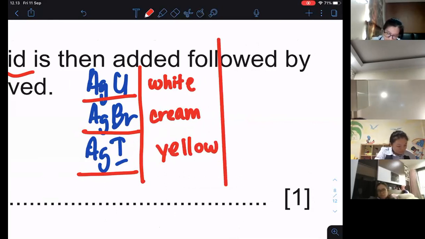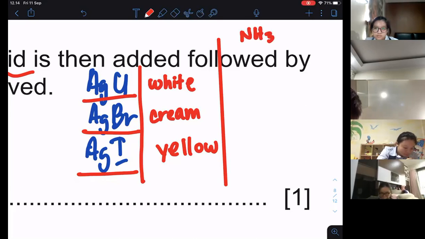Now, there is an additional thing that I want to teach you. Do remember, it is very important. In the past they didn't focus on this, but in this paper they did, because white, cream, and yellow are quite difficult to distinguish in the lab. So what we do is add ammonia. The ammonia that we add can be dilute, and after that we can test with concentrated.